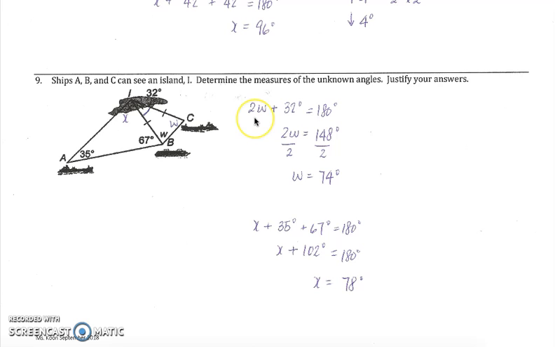We can say that 2W plus 32 degrees is 180 degrees. Subtract 32 from 180, you get 148. This is 2W. Divide the result by 2, you get W equals 74 degrees. Next, we need to find the top angle where I labeled X. We see that X plus 35 plus 67 degrees makes the interior angles in a triangle, so that's a sum of 180. Do your calculations. X is 78 degrees.